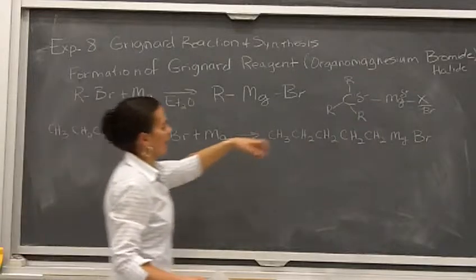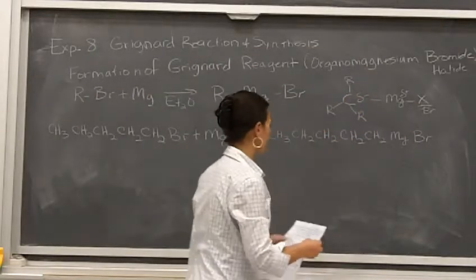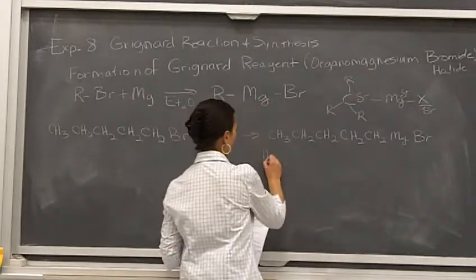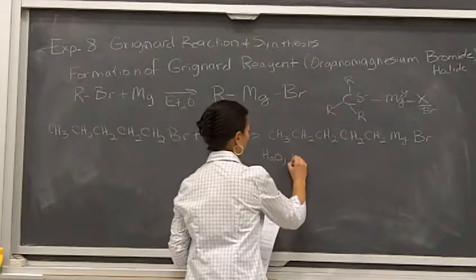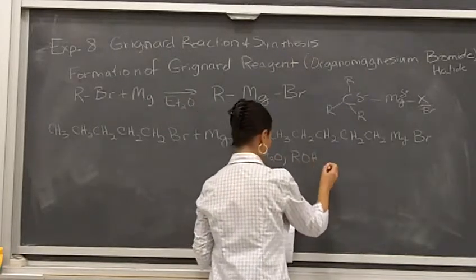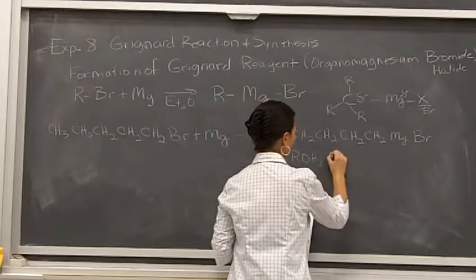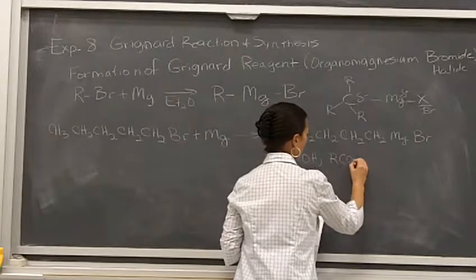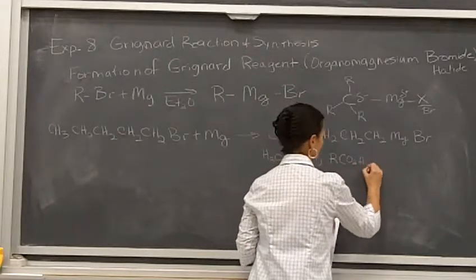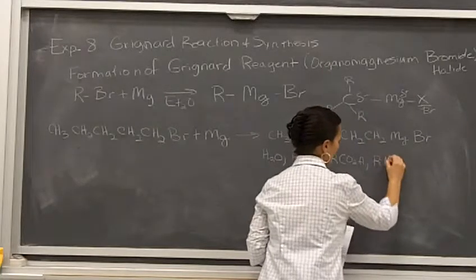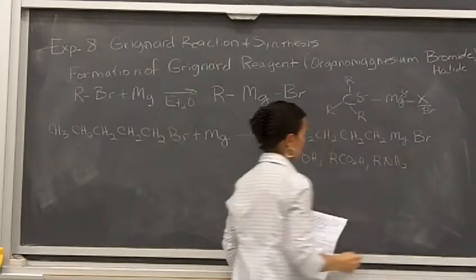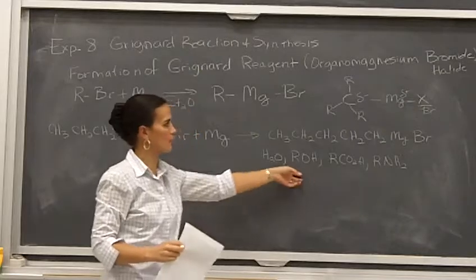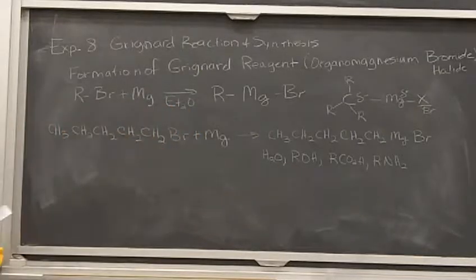Now, like I said, our carbon here can act as a weak nucleophile, and it can react with things like water, alcohols, aldehydes, also possibly ketones, amines, things like that. So we want to keep this in mind when we're talking about the formation and making our Grignard reagent last.